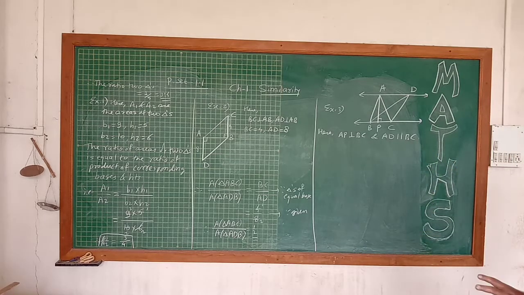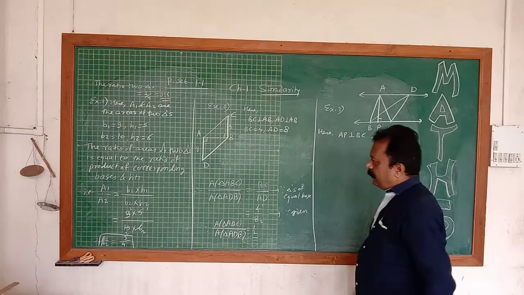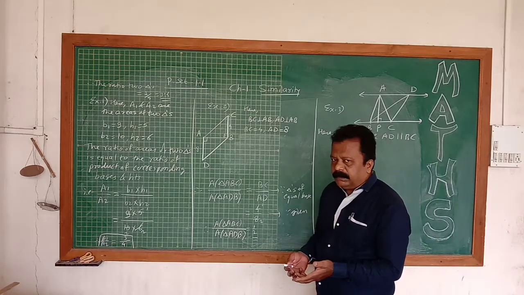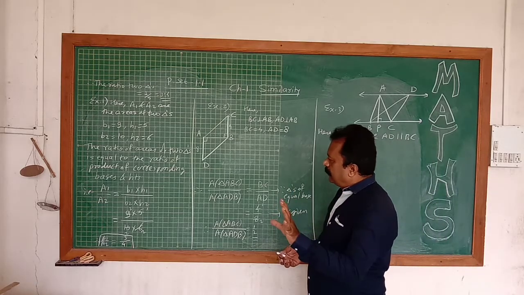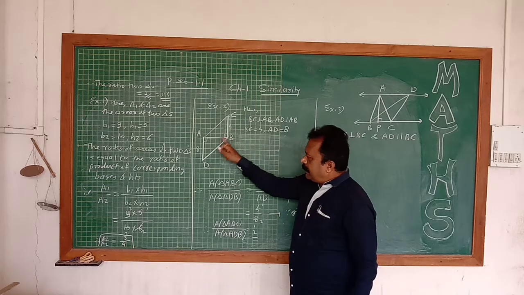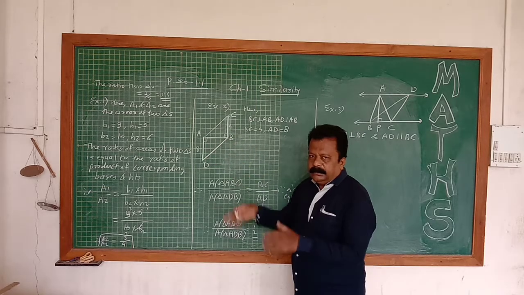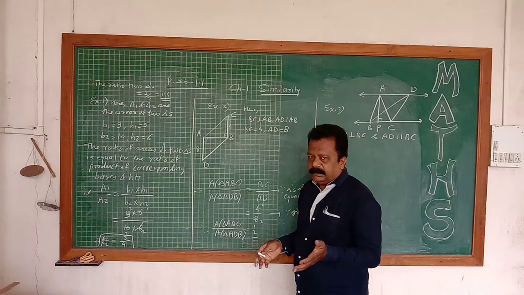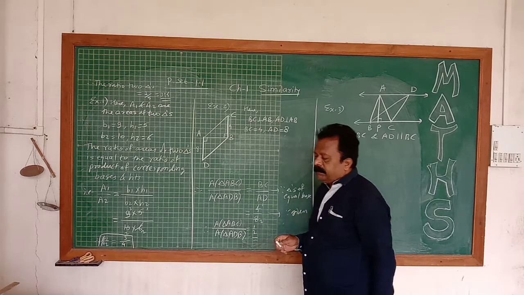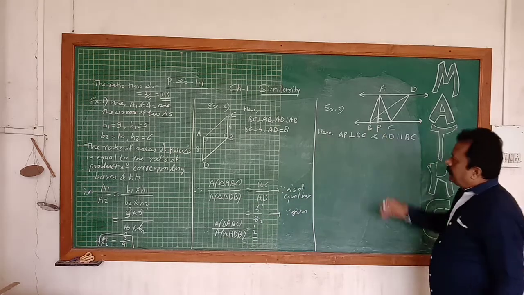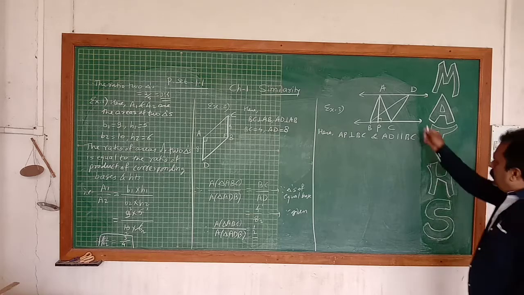Now try to understand the third example. On property number 3 you have to make the example yourself. But on property number 3, the example will come like this: if heights are the same, then find the corresponding bases. That I will not show you; you have to try. Now example number 3.